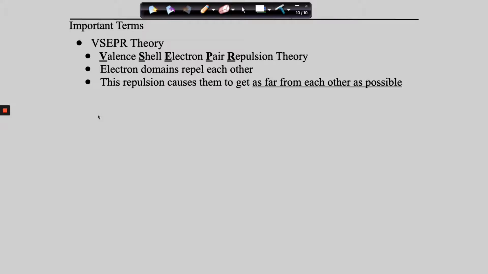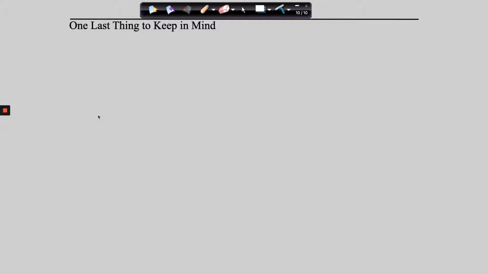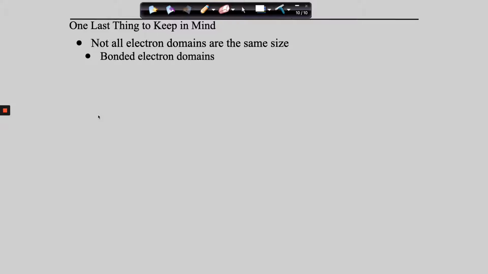So guys, the only thing we need to talk about now is this. These domains don't look the same. And I'm going to have you draw these just to sort of drive home the idea. Not all these electron domains are the same size or the same shape. So let's talk about bonded electron domains first. Bonded electron domains are long and skinny. You'll notice there's a place to scratch this down. Bonded electron domains are long and skinny.